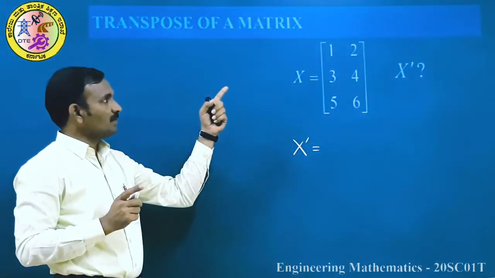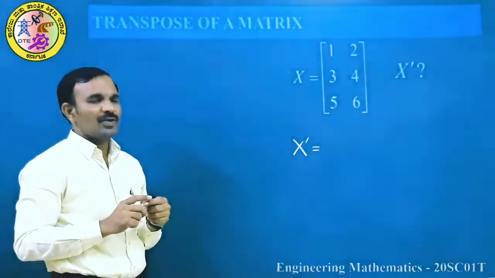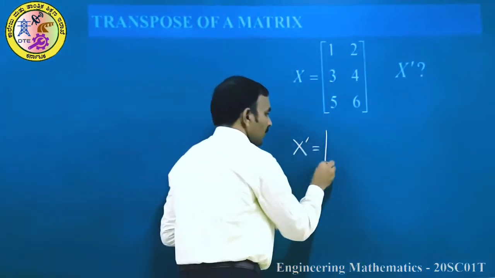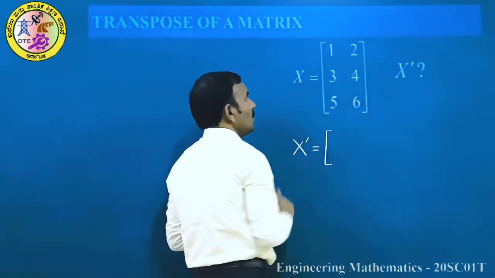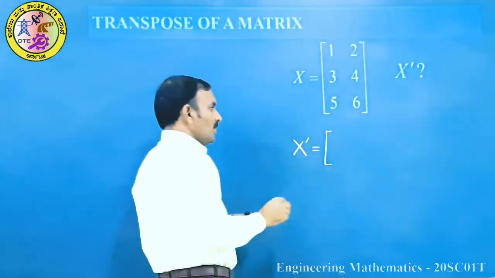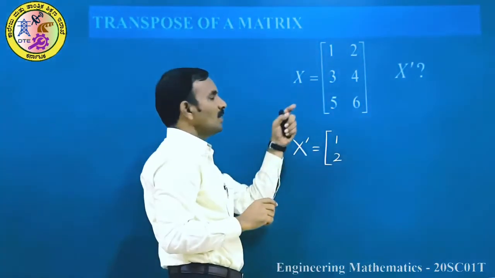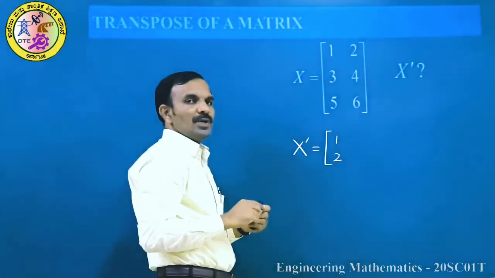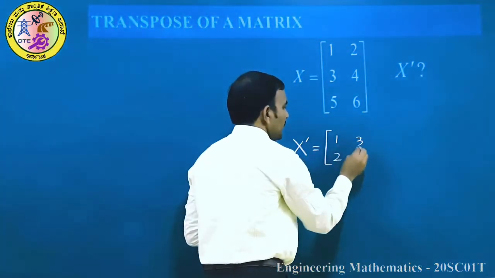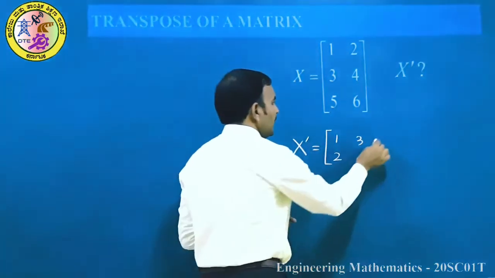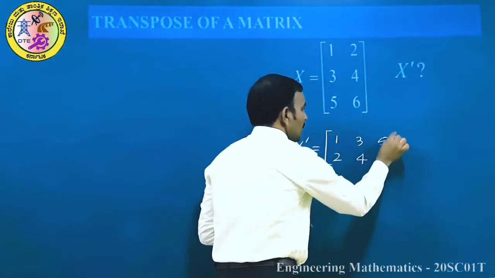You have to change rows into columns. What is the first row? 1, 2. You have to change that into a column. Here the first row is 1, 2, and you make it a column, 1, 2. Second row 3, 4, you change into the second column, 3, 4. Third row 5, 6, change that into the third column.